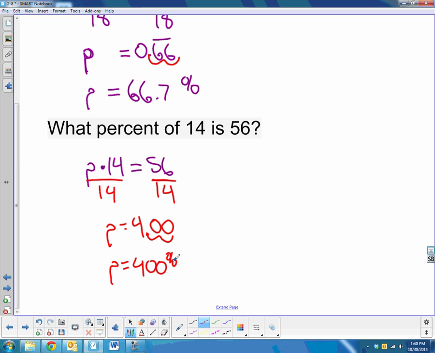If somebody is 400% your size, they're 4 times as big. So 56 is 400% of 14. We've got our answer.